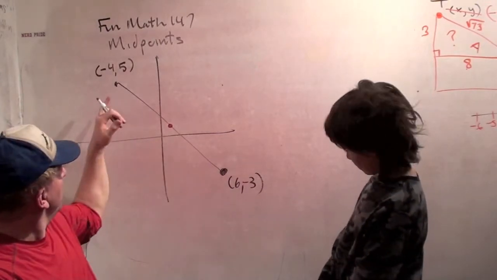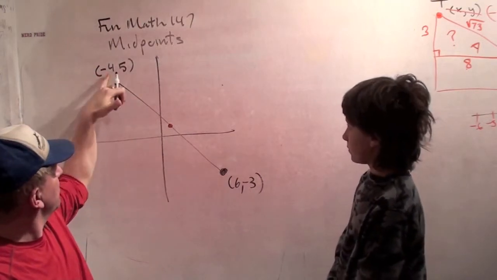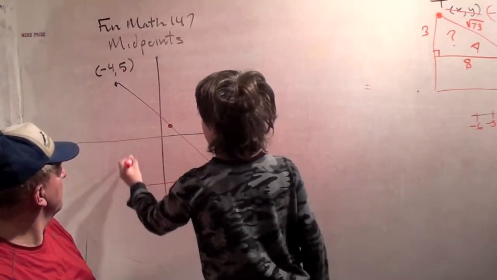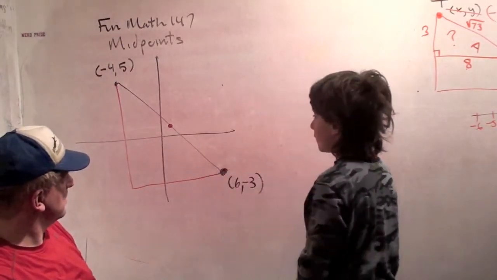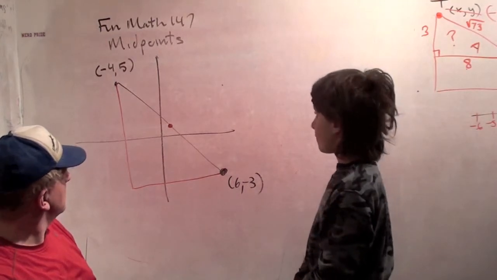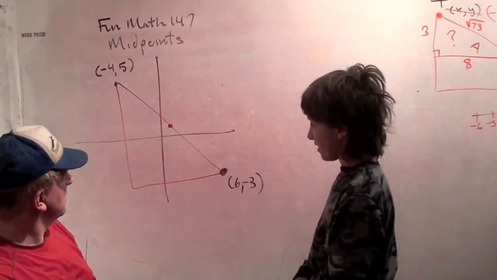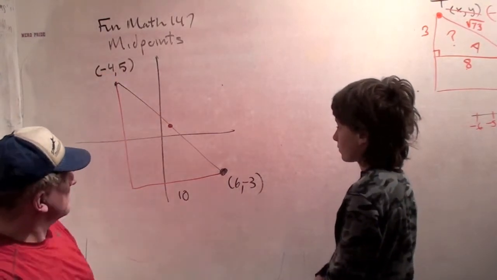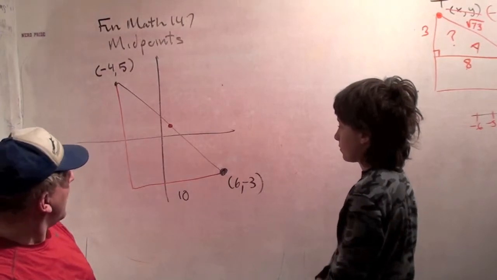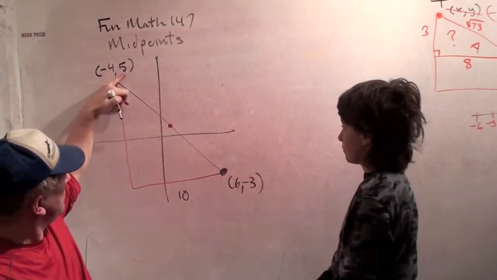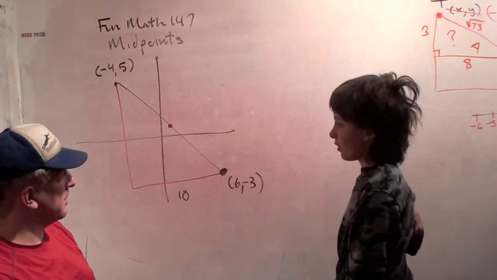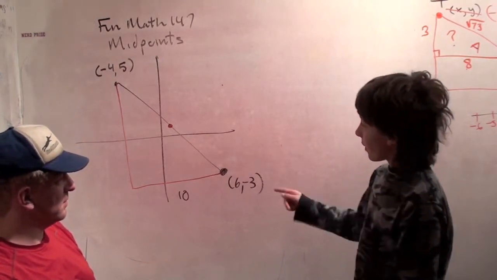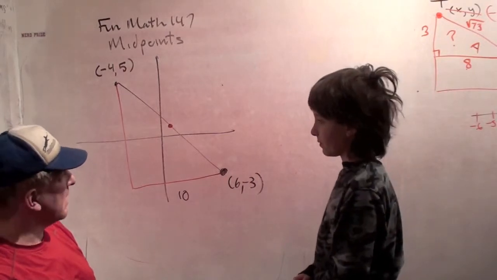Alright, so how far is it in the x direction from this point -4, 5 to this point 6, -3? How far do you go over in x? You go from -4 to 6, it's 10. So you go a distance 10. I have to go -4 plus 10 to get to 6. How far do I go in the y direction to go from 5 to -3? You go down 8. That's 8 down, right.